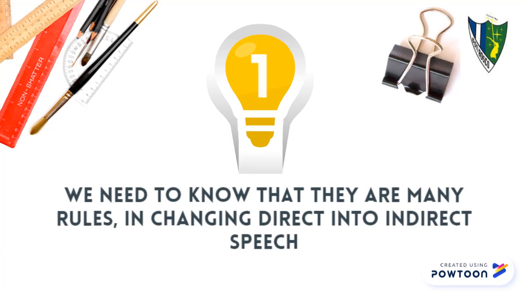First, let's review the difference between direct and indirect speech. We need to know that there are many rules in changing direct into indirect speech. If we are talking about verb tenses, the verb tense usually changes. So the rule is, when we report something, we need to go back a tense.